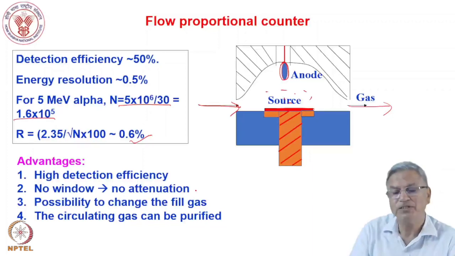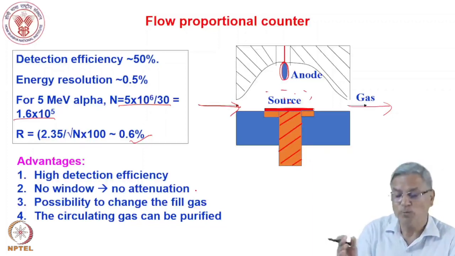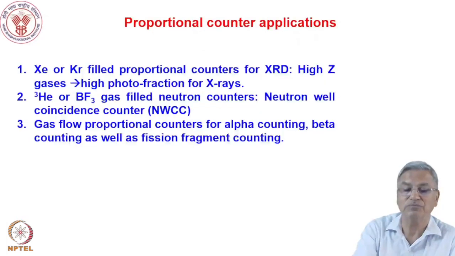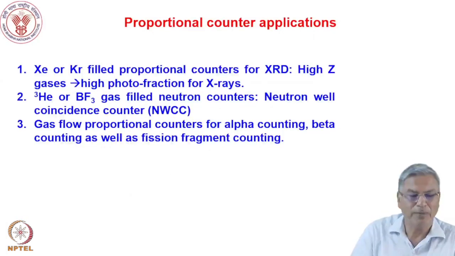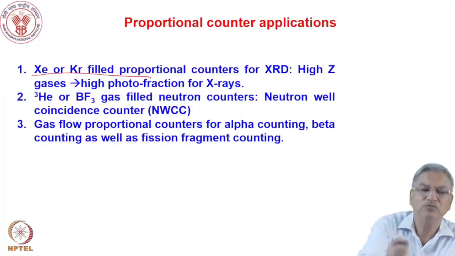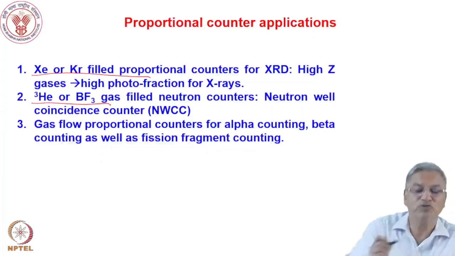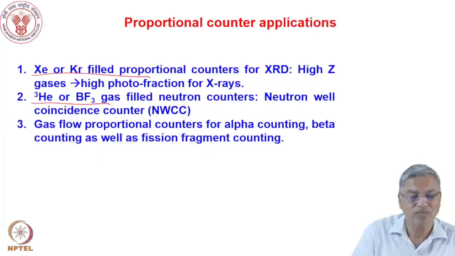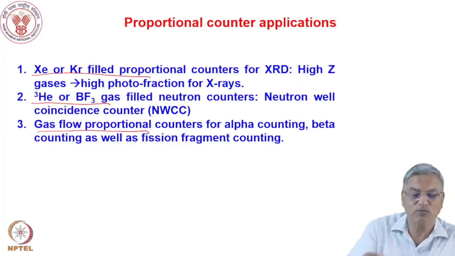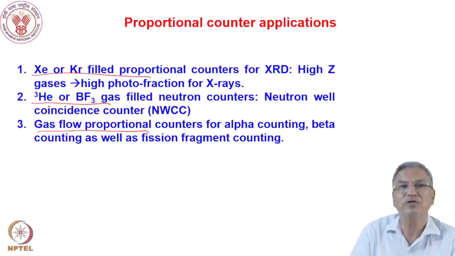Now, many radiological laboratories have flow proportional counters available in their counting systems. Proportional counters have applications like this: if you are using a wavelength dispersive X-ray diffraction system, then for X-ray counting you can have proportional counters filled with high Z gases like xenon and krypton, which give a high photo fraction. For neutron counting, you can have helium-3 or BF-3 gas filled proportional counters. Other than that, you have gas flow proportional counters for alpha counting and beta counting. You can even use them for fission fragment counting. So there are a lot of applications of proportional counters.